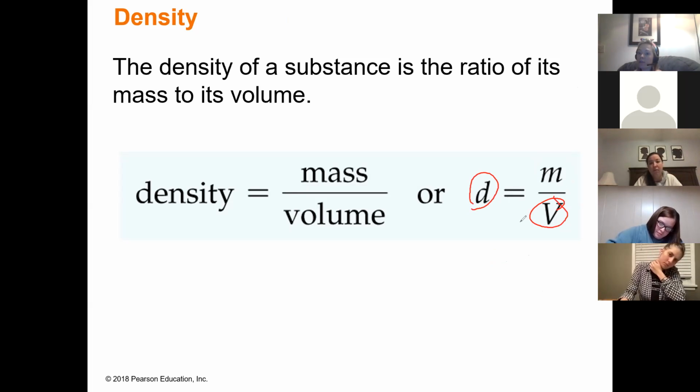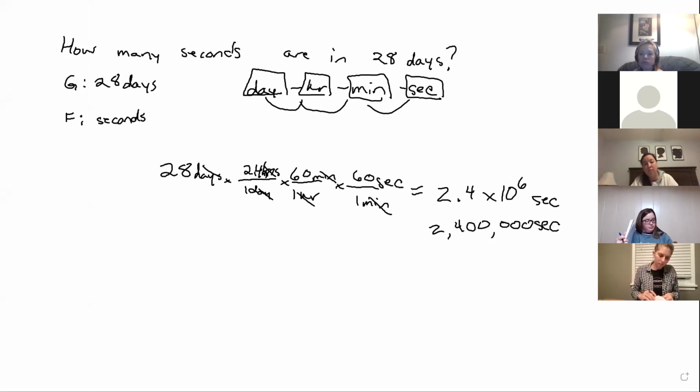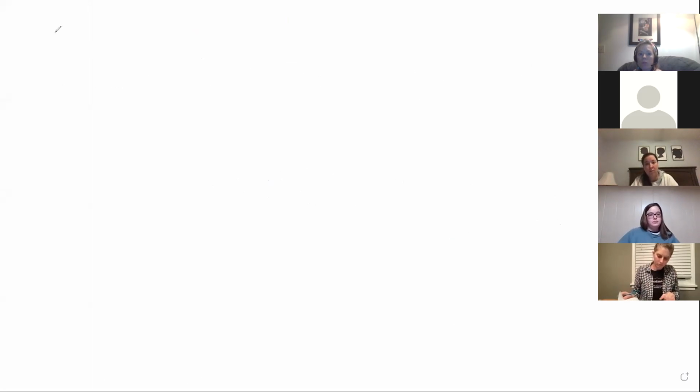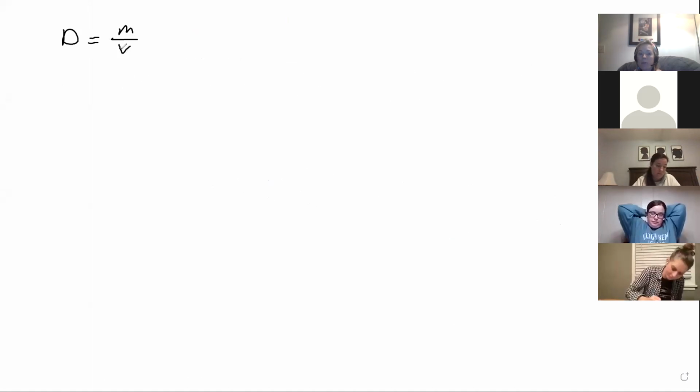So you need to be able to isolate a variable, which means move these things around so that you get it isolated for the specific thing you're solving for. So let's isolate variables here for a minute. All right, density equals mass over volume. So if the problem gave you mass and volume and you were solving for density, you don't have to do anything to the equation. It is perfect the way it is.